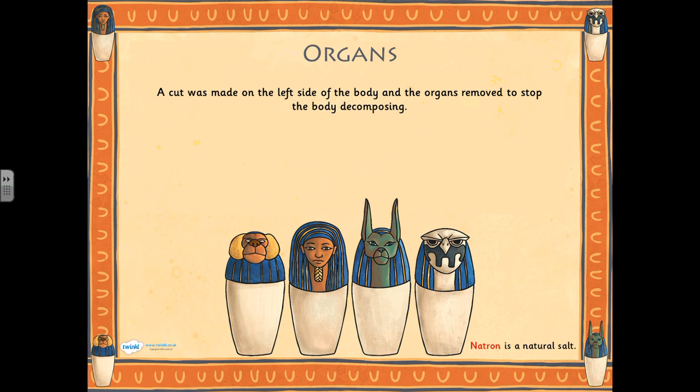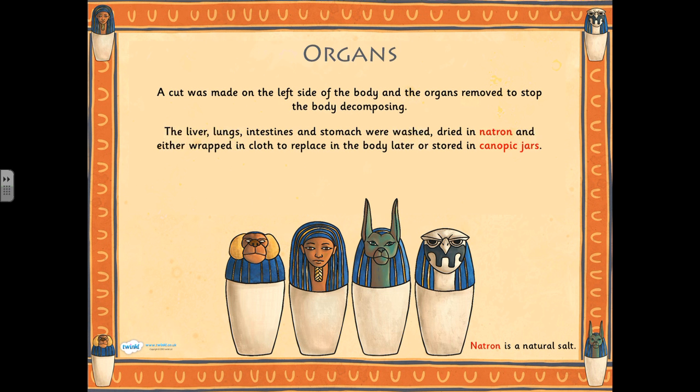Organs. A cut was made on the left side of the body and the organs removed to stop the body decomposing. The liver, lungs, intestines and stomach were washed, dried in natron, we'll talk a bit more about that later, and either wrapped in cloth to replace in the body later or stored in canopic jars. And here are 4 pictures of different canopic jars with different Egyptian gods on the top of the pots.